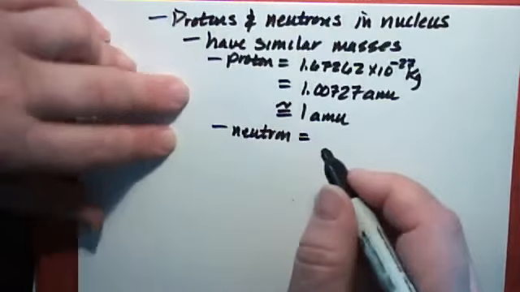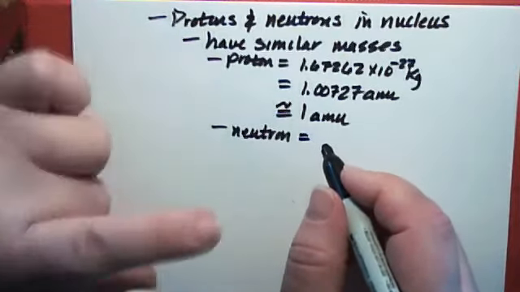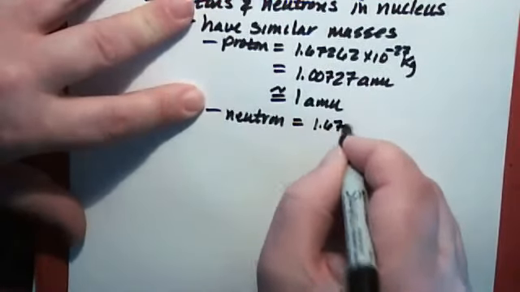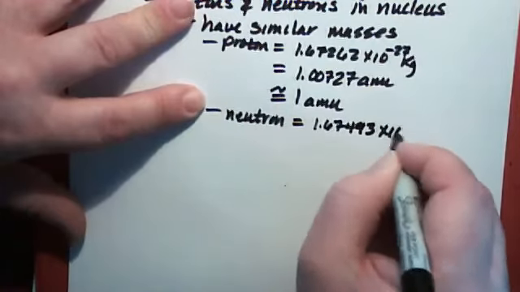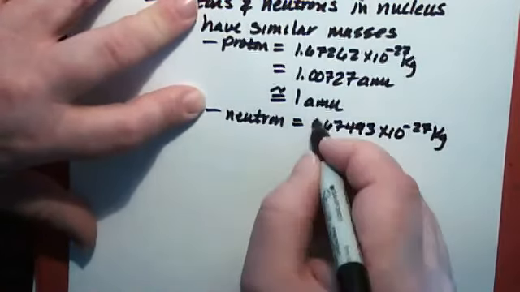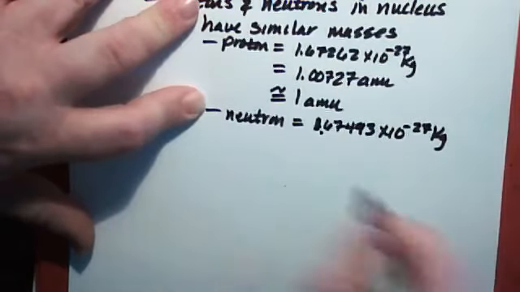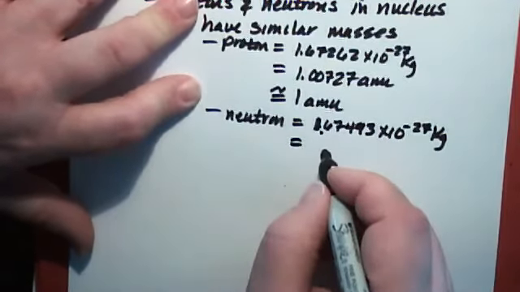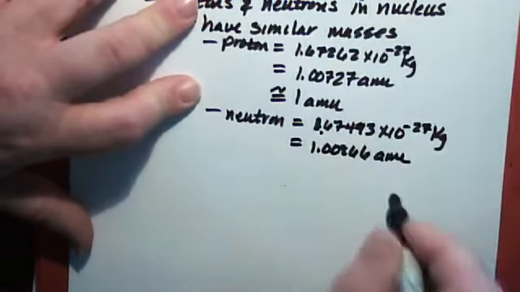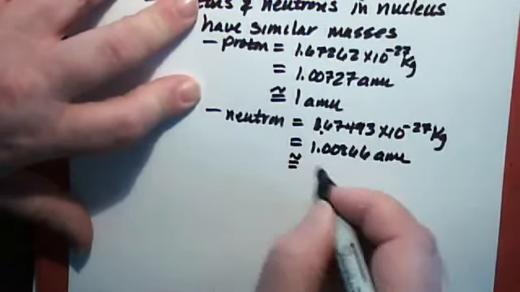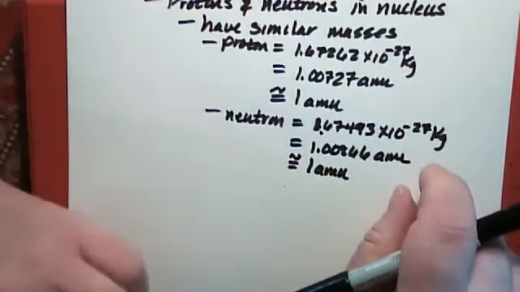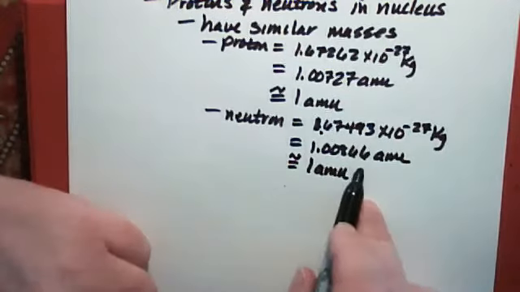The neutron, on the other hand, has a mass that's almost the same, but just a little bit different from the proton. That's 1.67493 times 10 to the minus 27 kilograms, or 1.00866 AMUs. But again, for most purposes, we can call that 1 AMU. So we don't really have to go any further than that most of the time.